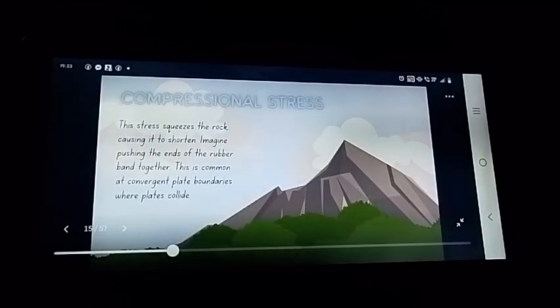So, the second, compressional stress. This stress squeezes the rock, causing it to shorten. Imagine pushing the ends of the rubber band together. This is common at convergent plate boundaries where plates collide.